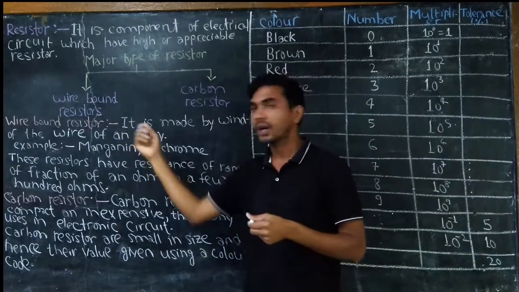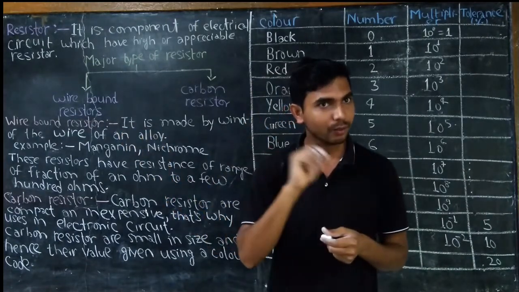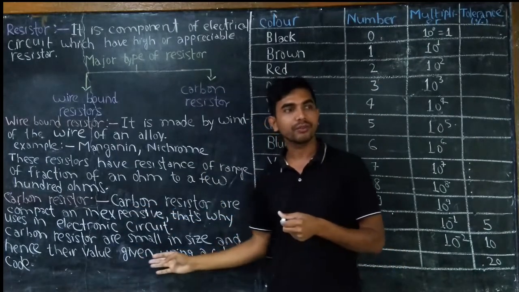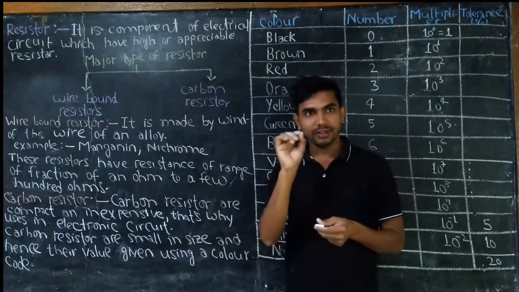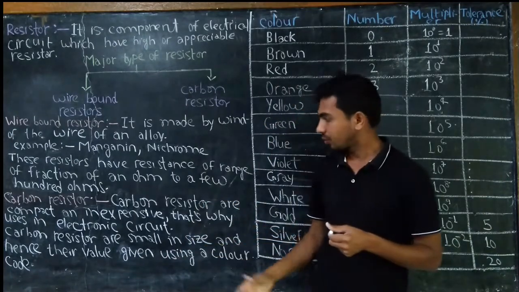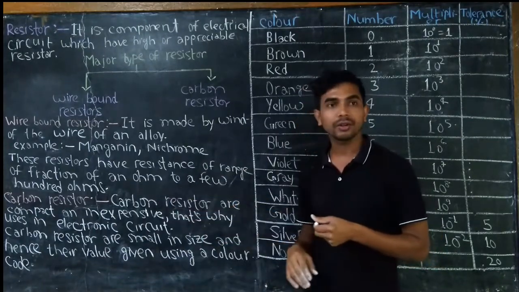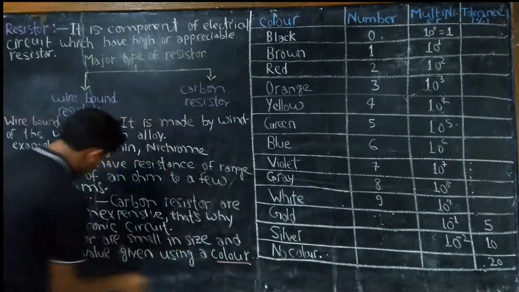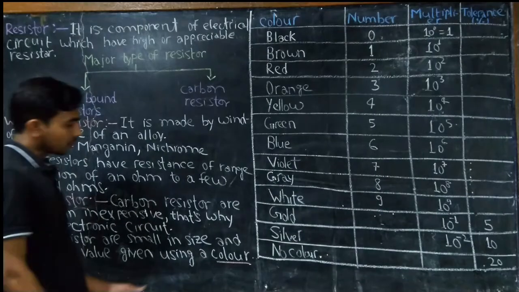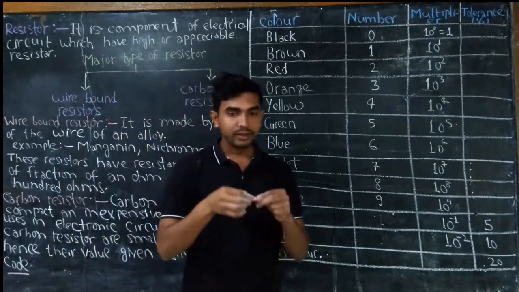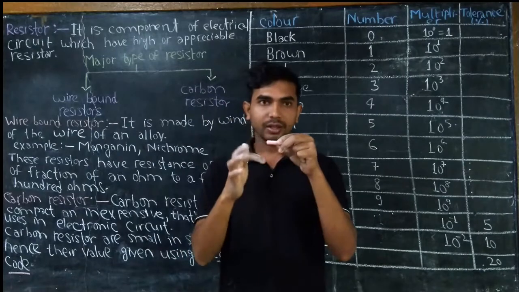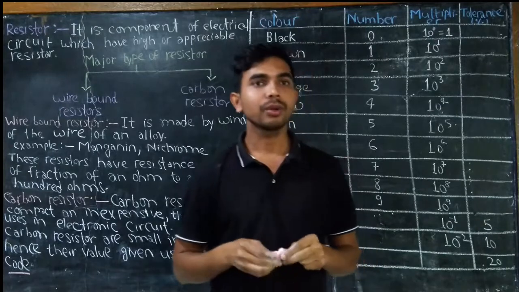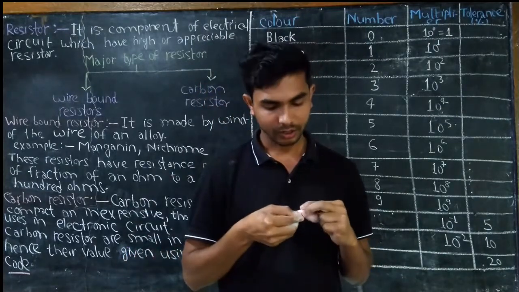Suppose it has 5 ohm resistance, we are able to write 5 ohm. But the carbon resistor is very small in size, so we are not able to write the resistance on it. So to find the resistance of a carbon resistor, we use a color code. These resistors are painted with different colors, and with the help of those colors we are able to find the resistance.